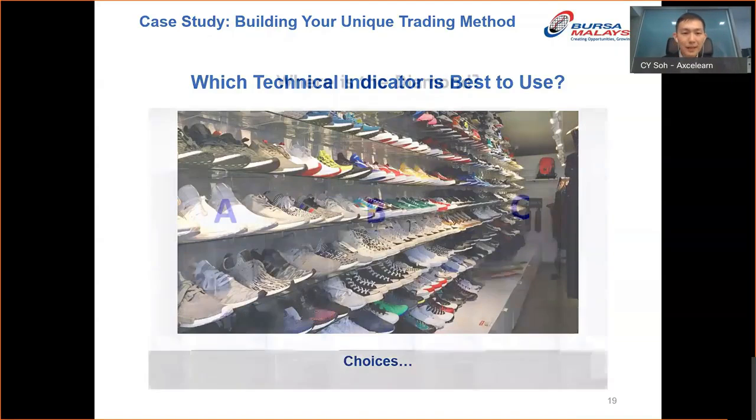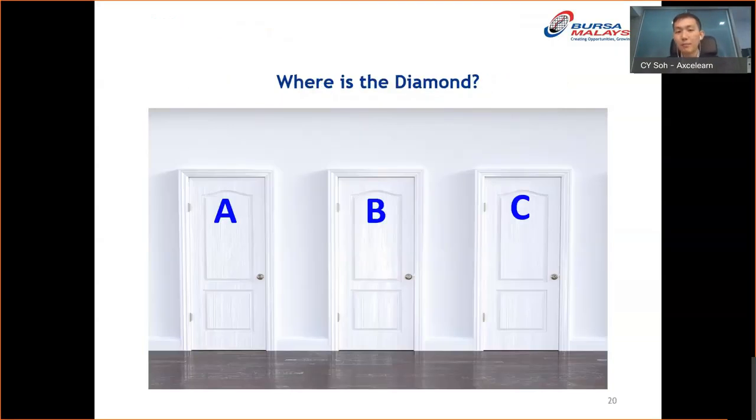Now, let's play a quick and simple game. Here are 3 doors, and behind the 3 doors, there is one diamond. Can you tell me which of these doors has a diamond behind it? Is it door A, door B, or door C?